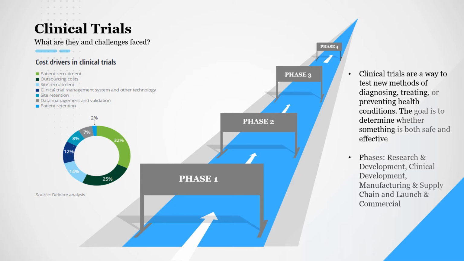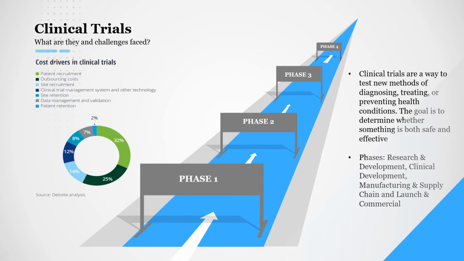Vaccine development is inevitably a multi-stage and multifaceted process. Currently, several vaccines are under development, and hence clinical trials research is ongoing. Clinical trials are done in phases, which take months and sometimes up to years. There are 4 critical phases in clinical trial research. 1 is research and development. 2 is clinical development. 3 is manufacturing and supply chain. And 4 is launch and commercial.